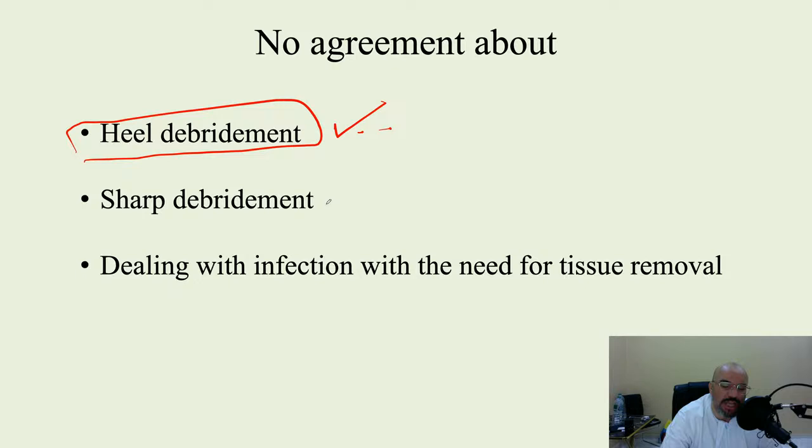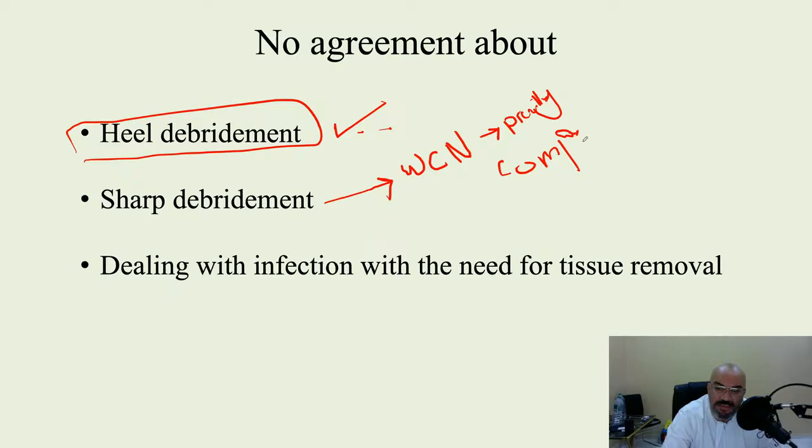For sharp debridement, the new trend is that if the wound care nurse will do sharp or blade debridement, they need to have the privilege. This is not a competency in the field of nursing. There is a differentiation between the competency of the wound care nurse, which we discussed at the beginning of the diploma, and the privilege. And this privilege comes from the surgical domain.